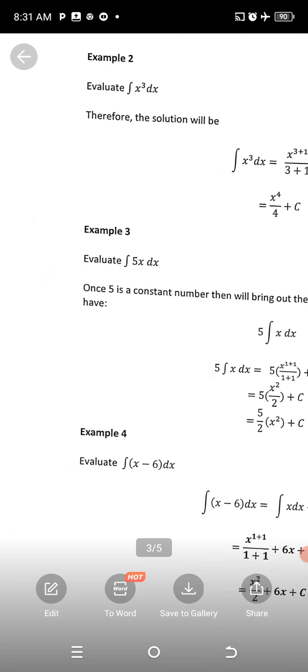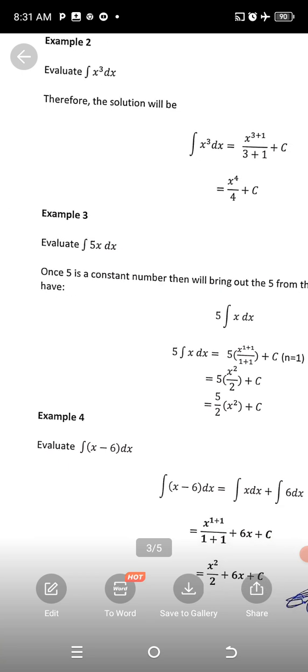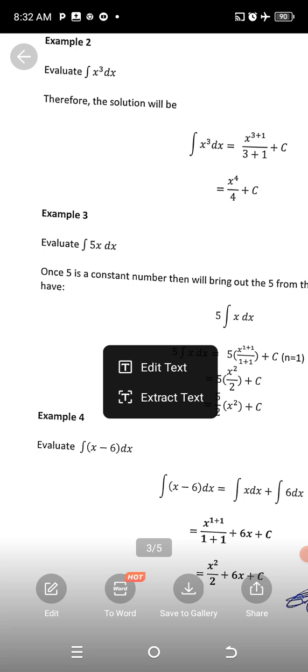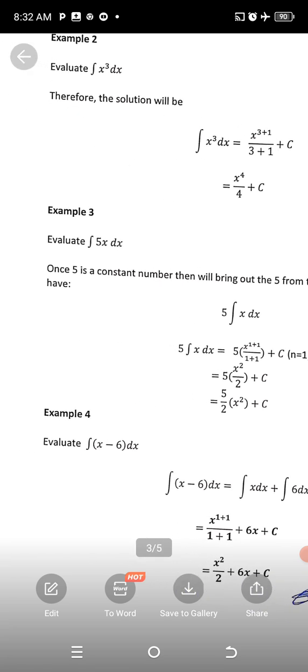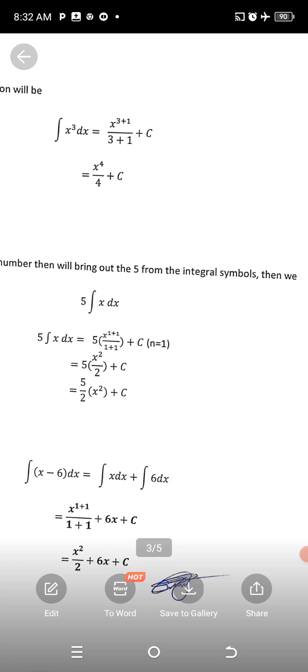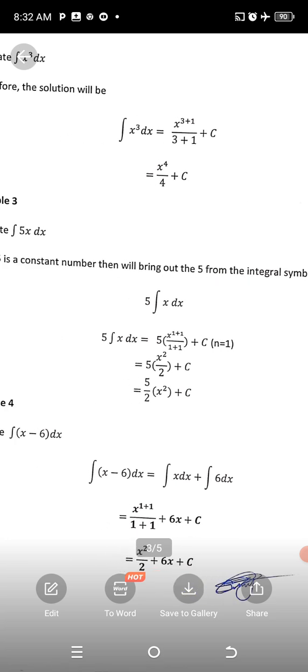That's all. So this example 3 is what? You are asked to evaluate a constant with a function. Both of them, you can call them a function actually. And the f of x is what? 5x dx. So once it's having a constant at the back, you bring out the constant. So you get it now. Like this note, you bring out the constant from the integral symbol, then you bring it outside. So you'll be left with what? 5 integral x dx. And you apply the normal principle.